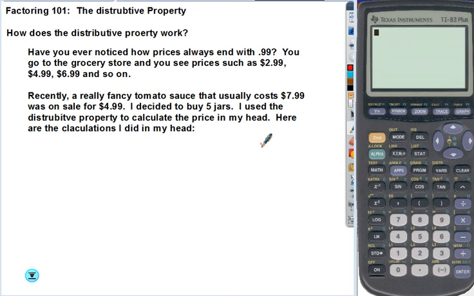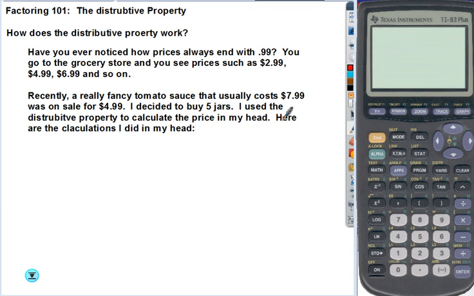Have you ever noticed how prices always end with 99 cents? You go to the grocery store and you see prices such as $2.99, $4.99, $6.99, and so on. Recently, a really fancy tomato sauce that usually costs $7.99 was on sale for $4.99. I decided to buy 5 jars.